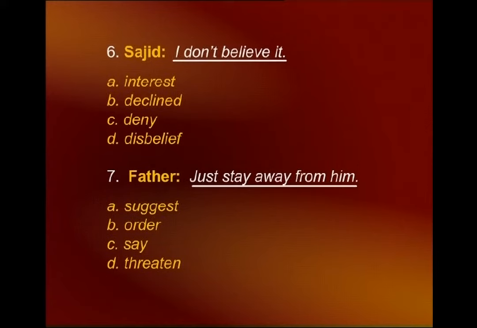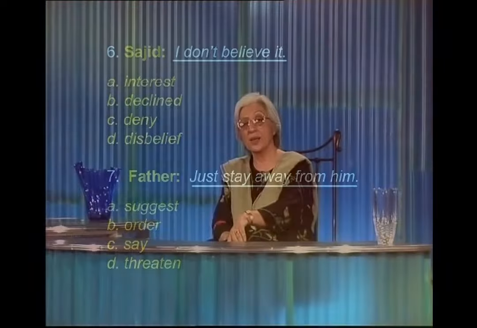Number 7, the father says, just stay away from him. Just stay away from him. What do those words convey to the son? Are they suggesting something? Is the father ordering his son? Is the father just saying something, just telling him? Or is he threatening his son? So, over there, the father is ordering his son to stay away from his friend.